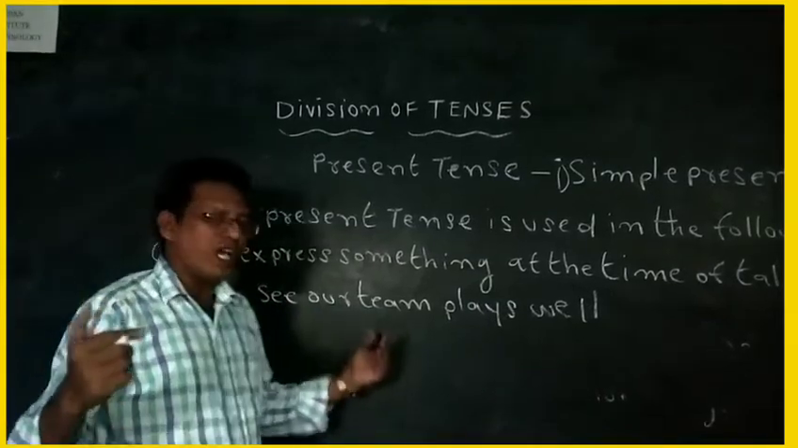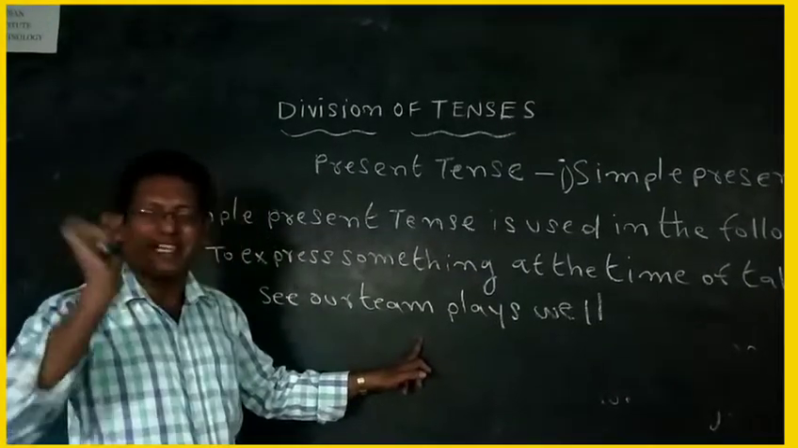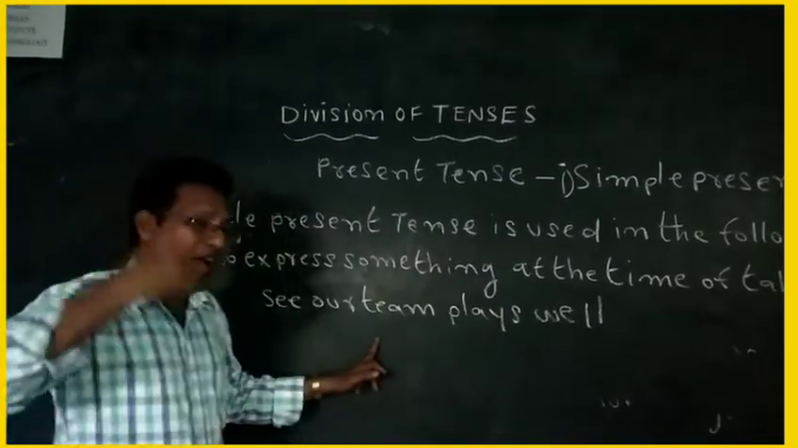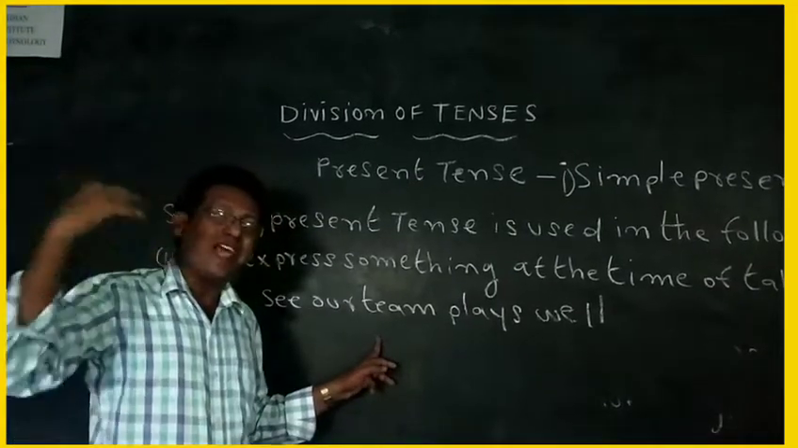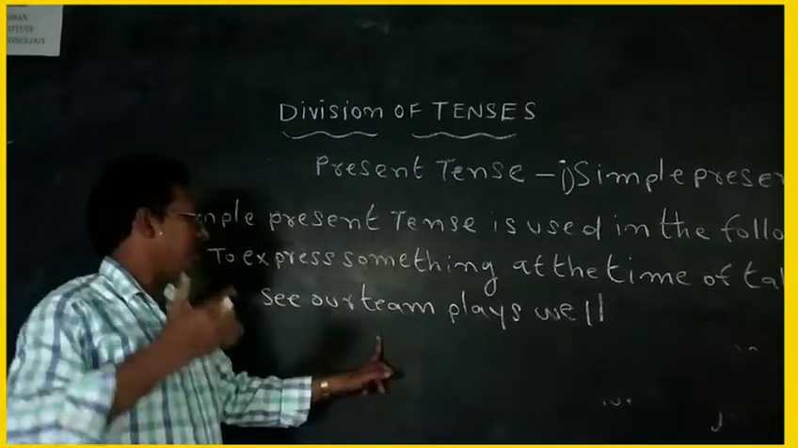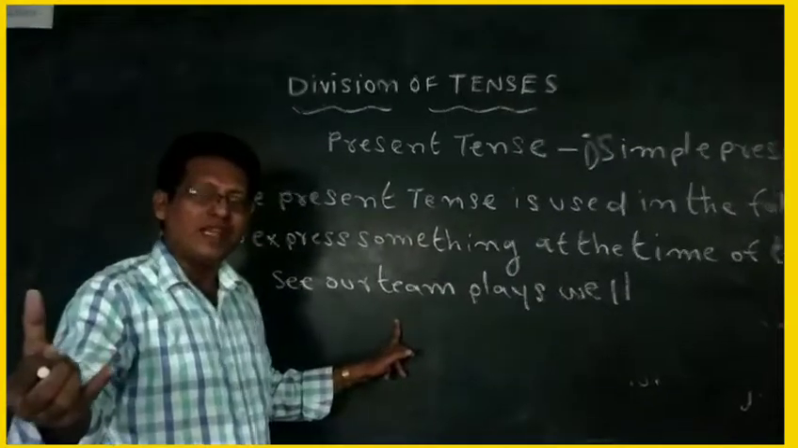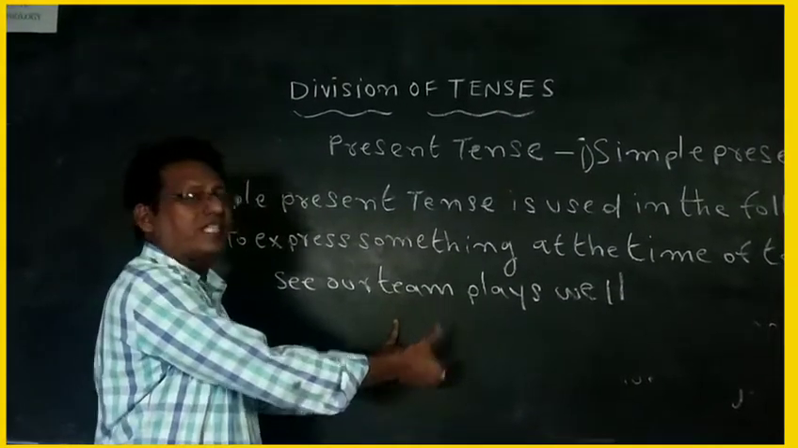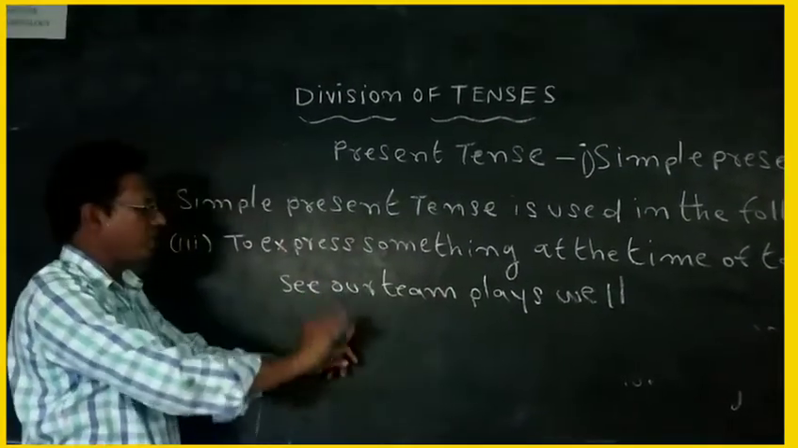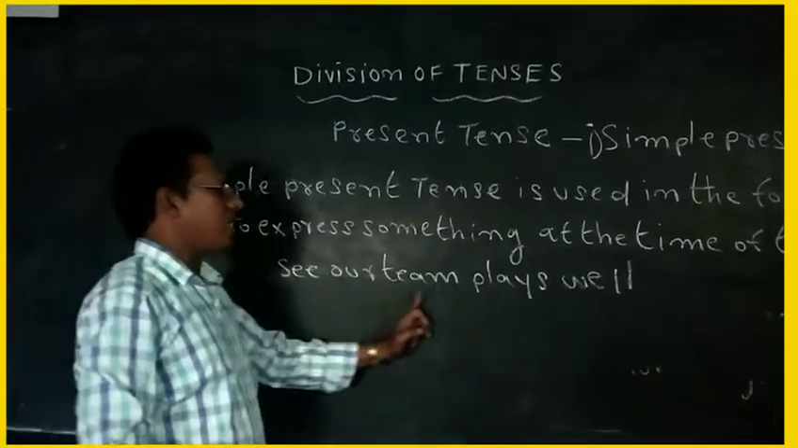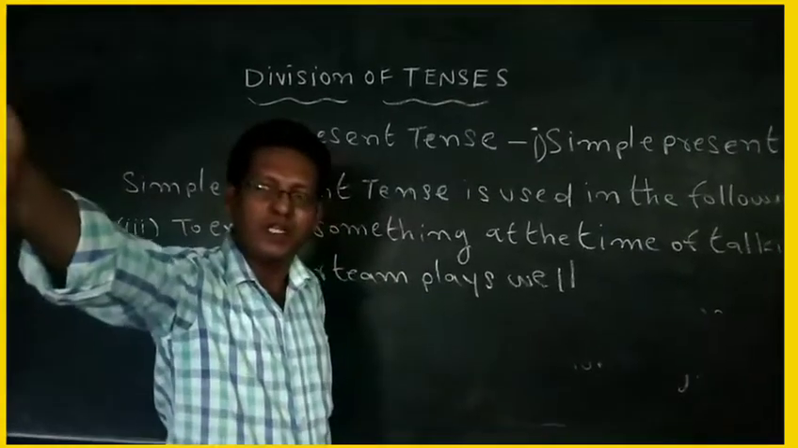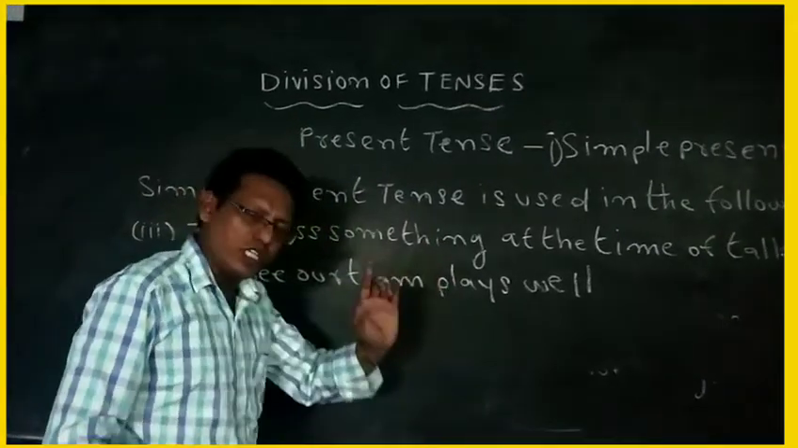So here, one thing I would like to tell you. This is the exceptional case where you may have a doubt. Sir, when the action is going on, we tell that our team is playing well. This is the exceptional case. In simple present tense, we say, "See our team plays well," means now our team is playing. You know that this is the only exceptional case.